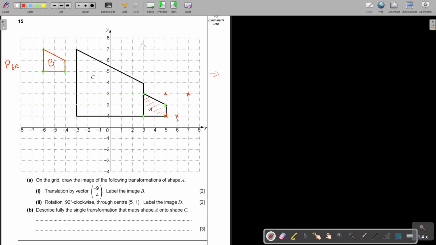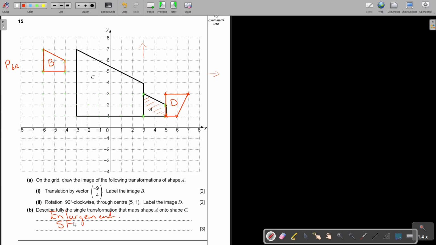Okay. And now I'm just taking my ruler, and I'm just going to call this D. Okay. And now they say, describe fully the single transformation that maps A onto C. Now, you can see it's an enlargement. So, for the 1 point, enlargement. Okay, now I must find the scale factor.